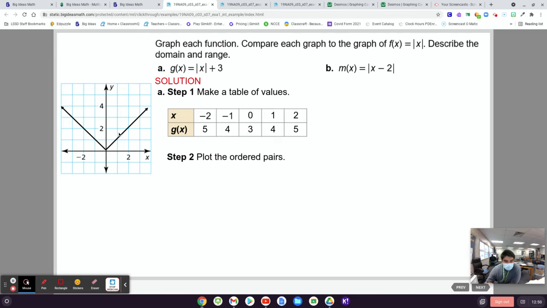And so you plot these on the coordinate grid, and then you kind of connect the dots. And so it looks like this. All of your absolute value functions are going to have that V shape.